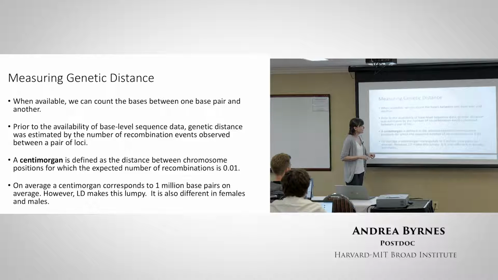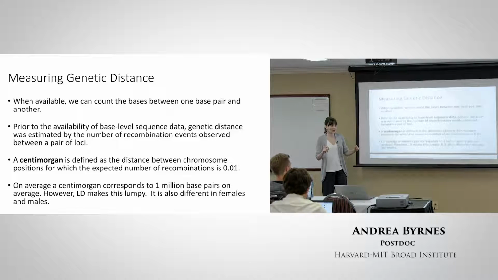So a centimorgan is defined as the distance on a chromosome where the expected number of crossover events is 0.01. So the idea here is that if you did 100 of them, you would see 1 recombination. So this is 1 per 100. And on average, a centimorgan corresponds to about 1 million base pairs, but again, we talked about LD, right? And so LD makes this distribution very lumpy and very complicated. But occasionally in genetics papers, you will still see things referred to in centimorgan.